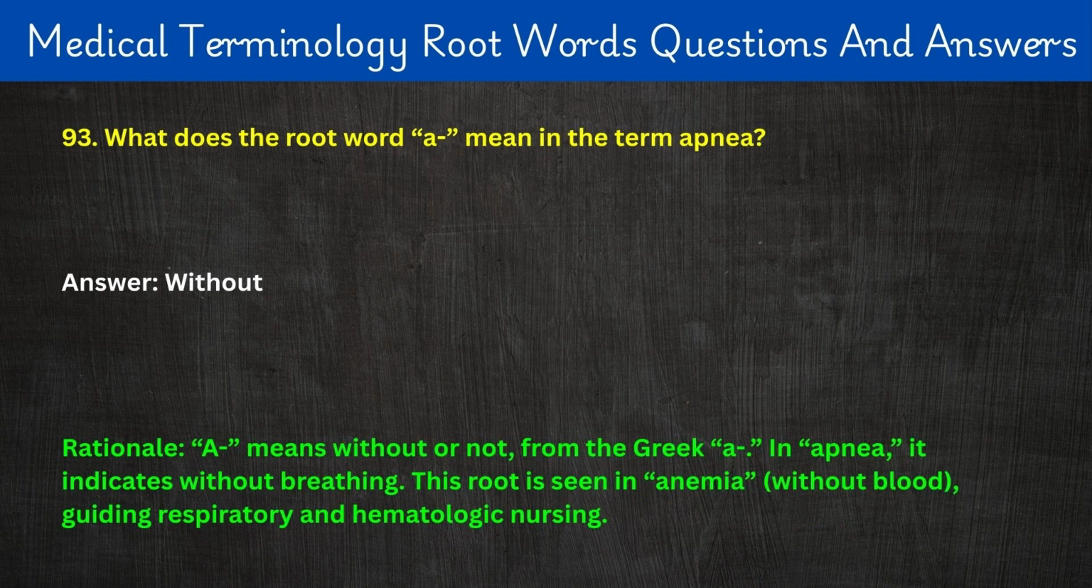93. What does the root word a- mean in the term apnea? Answer: without. Rationale: A- means without or not, from the Greek a-. In apnea, it indicates without breathing. This root is seen in anemia, without blood, guiding respiratory and hematologic nursing.